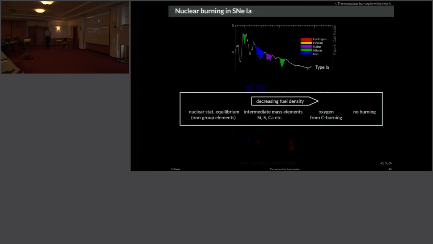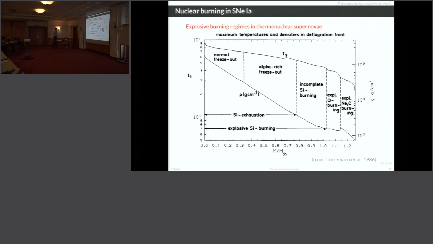At even lower fuel densities, we have burning from carbon to oxygen, and below a certain density threshold, burning ceases. And we are then left with unburned material, which can also be detected in spectra of type 1a supernovae, but it's much harder to see and more indirect.